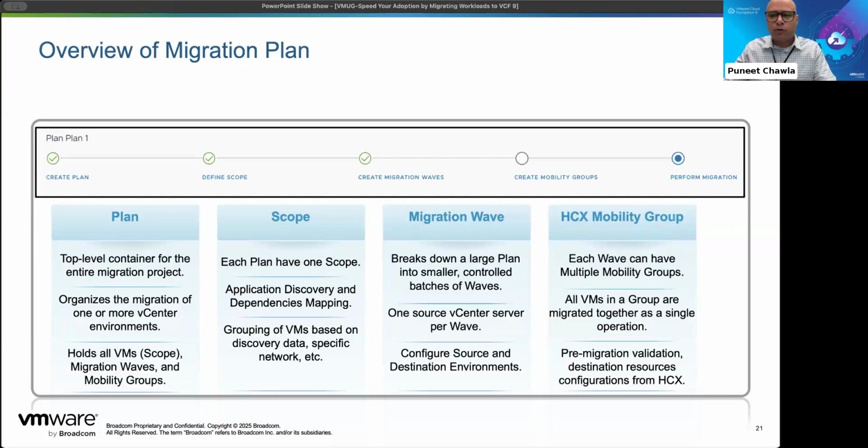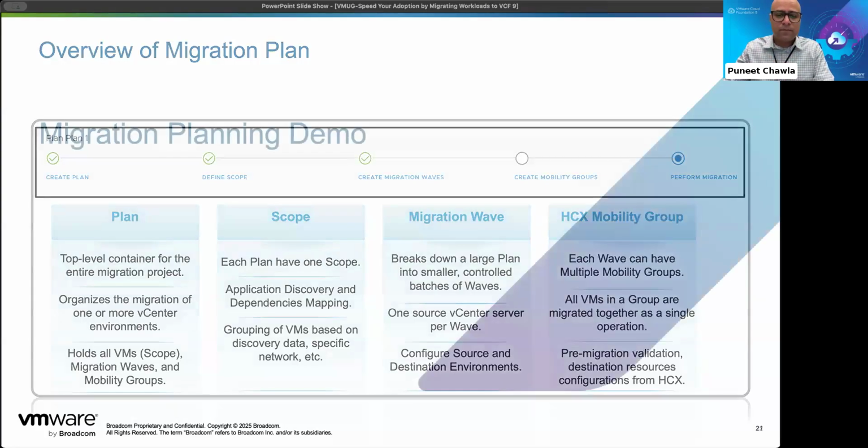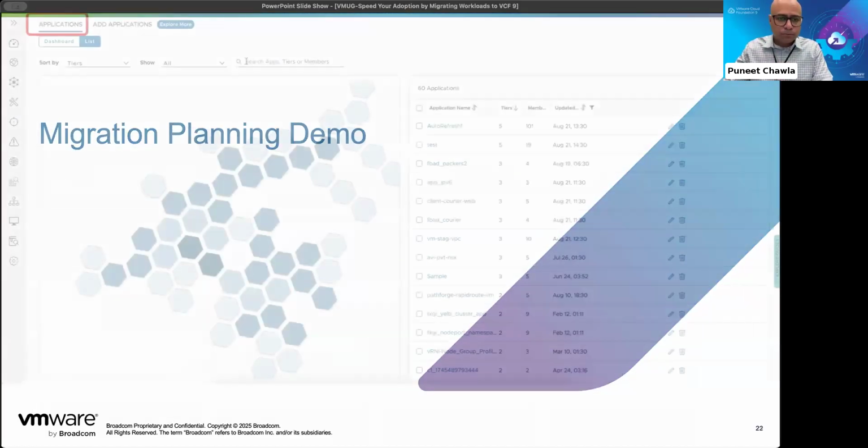And the last process is perform migration, which is a one-button process. Once you have gone through this, you click the button and everything pushes into HCX, which takes over these mobility groups and creates and executes the migration itself. So let's go over that in the demo.